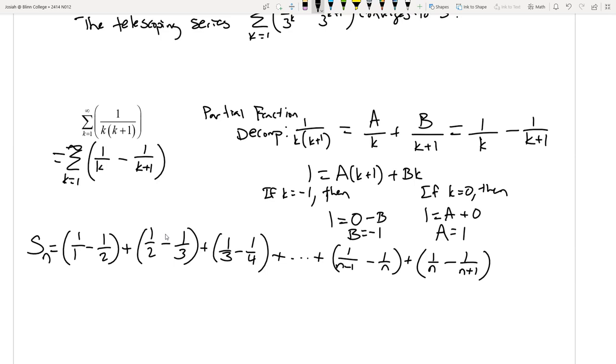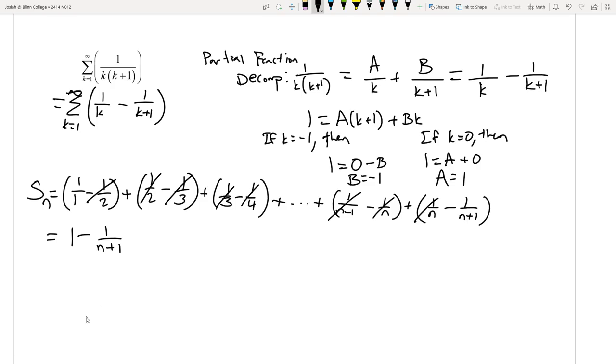And then we can see what cancels. We've got the -1/2, the 1/2, -1/3, 1/3, -1/4, 1/4, -1/5, 1/5, and so on, all the way up to the last cancellation we see, which is -1 over n and 1 over n. And so our final partial sum here will be 1 minus 1 over n plus 1.